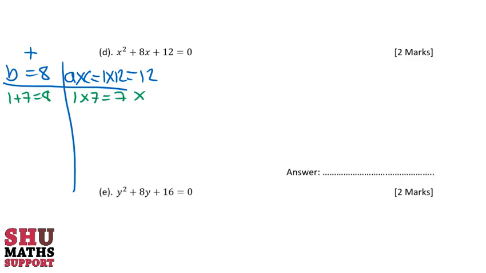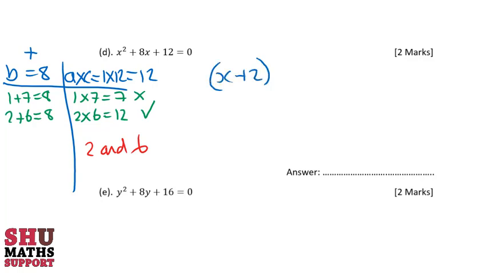Now we want 2 plus 6 is equal to 8. And 2 times 6 is equal to 12. Cool, bingo, we've got it. So now we'll set up our double brackets. We have x plus 2 and x plus 6, and that's all equal to 0.